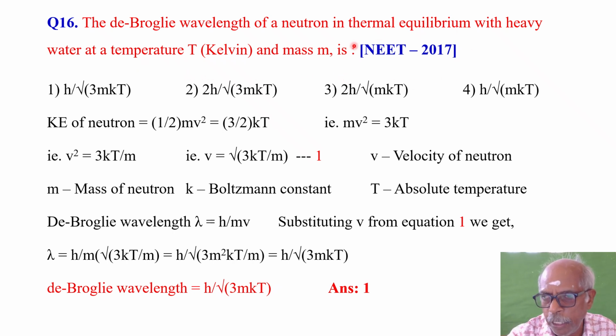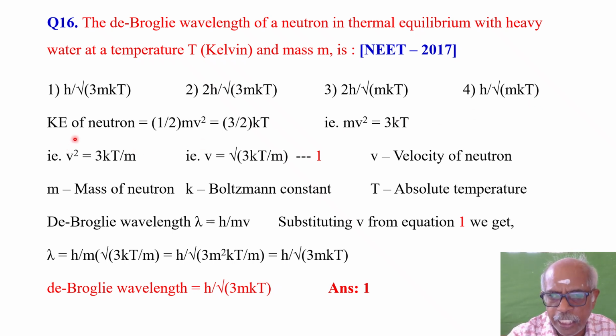This question has been asked in the NEET examination in the year 2017. You are given four options: h by root of 3mkT, 2h by root of 3mkT, 2h by root of mkT, and h by root of mkT. So these are all the options given to you. How to solve this problem, sir?